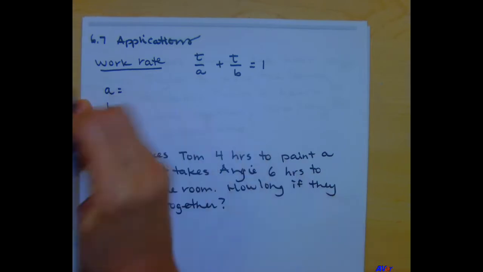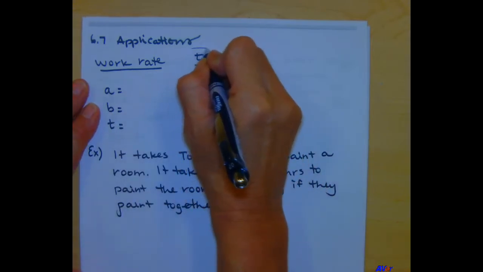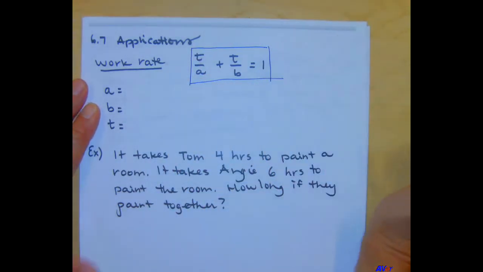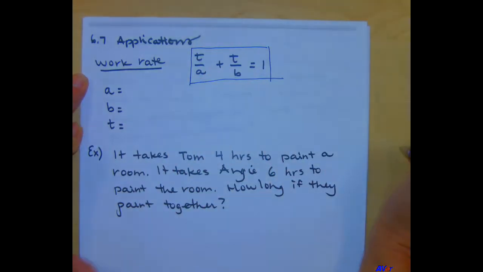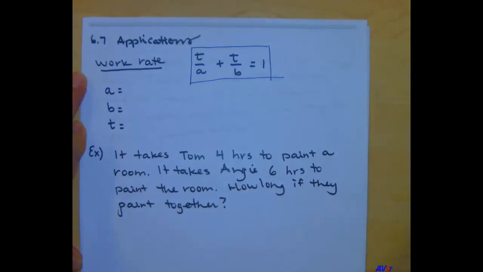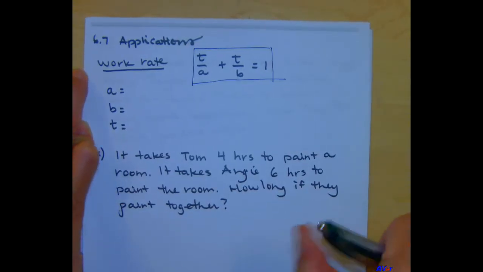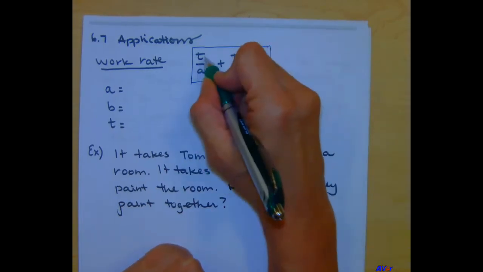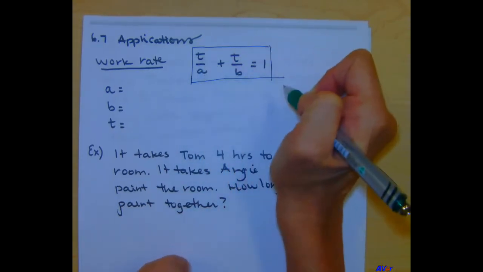So here is a formula, which, oh my gosh, I was teaching before I learned this formula. It is so helpful. It's kind of like distance equals rate times time. It is just a formula and we get to use it. I'll explain what everybody is. So t over a plus t over b equals 1.